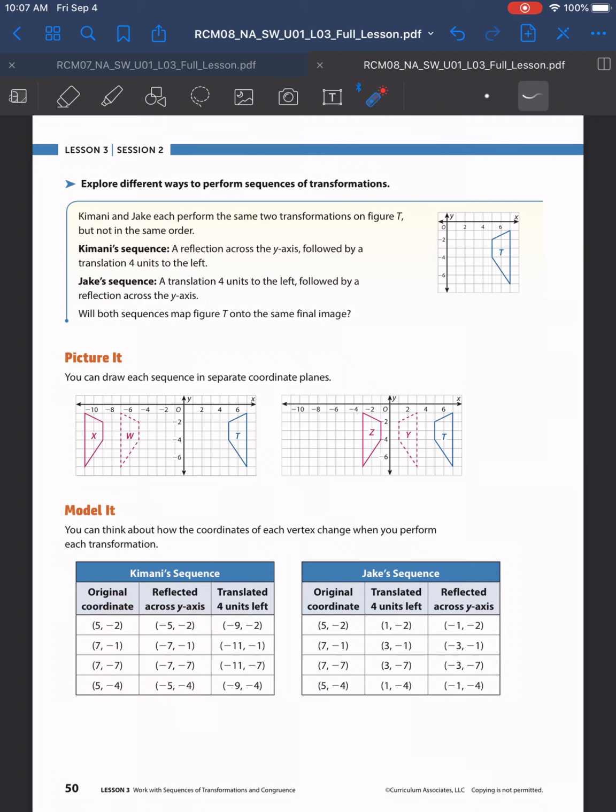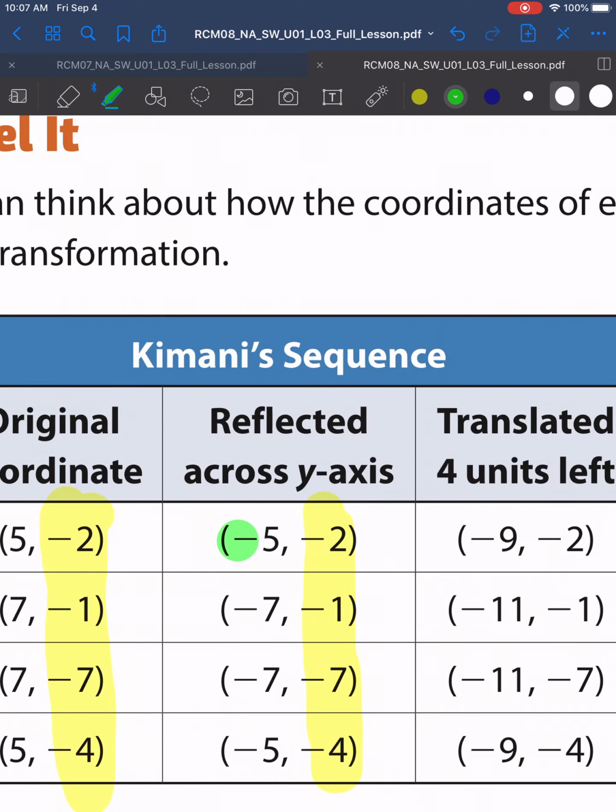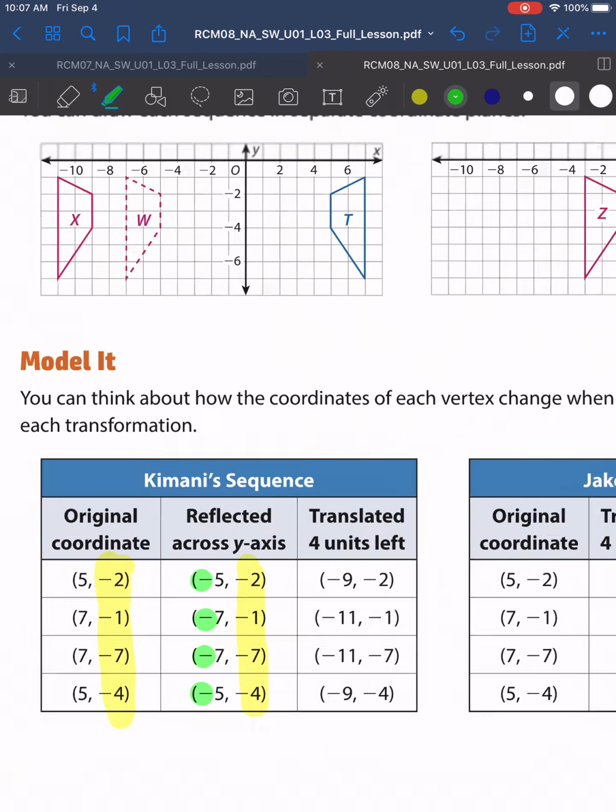Okay, I'm going to get my highlighter and show you that with this too. So if I reflect it across the y-axis, the y's stayed the same, but the x's, they are the ones who changed with their negative signs. So all these negative signs are new, okay?